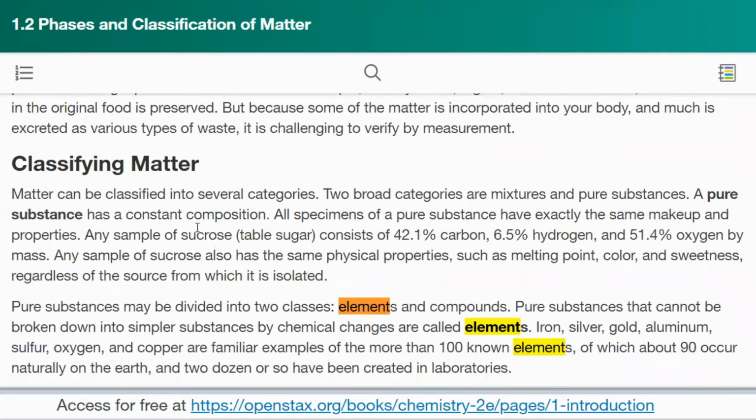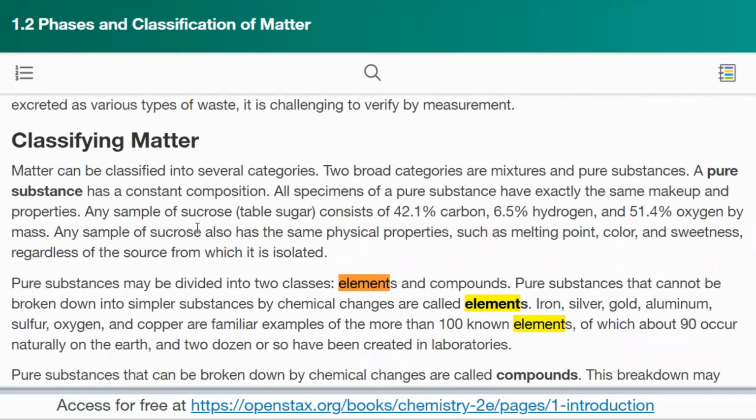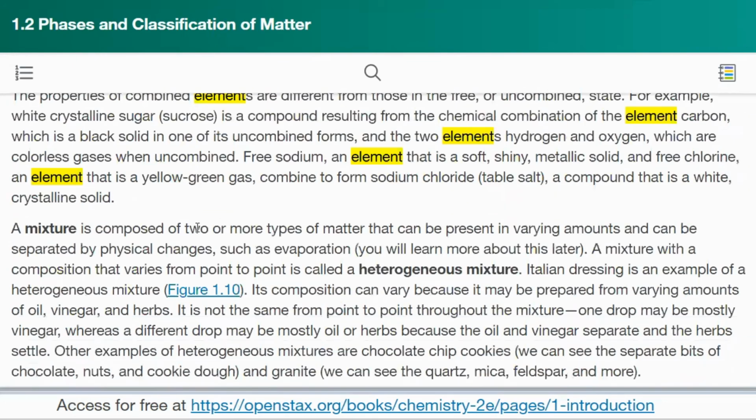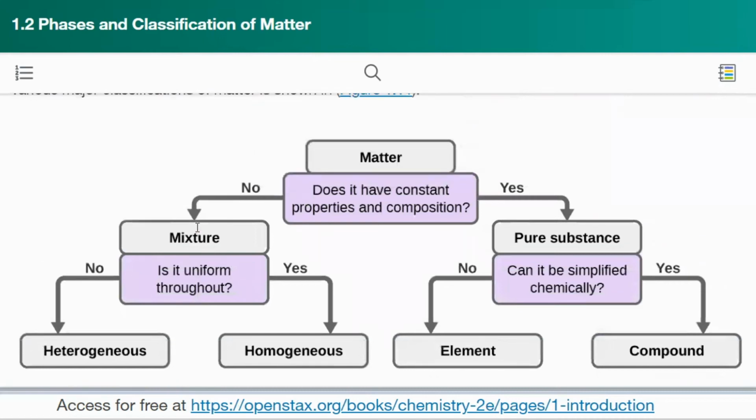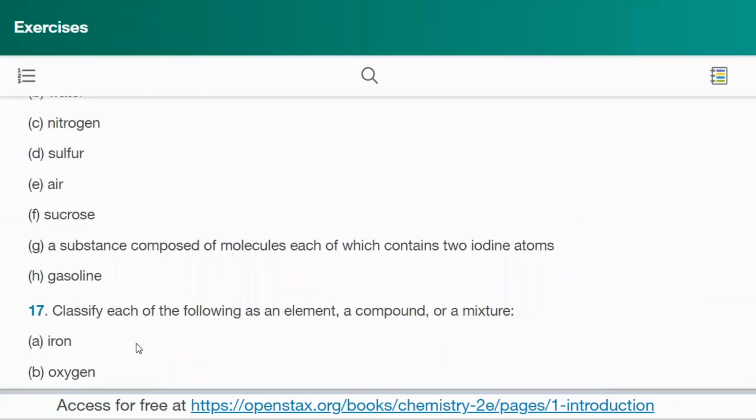I'm just looking at this. Matter can be classified into several categories. Mixtures and pure substances. The reason I'm doing this is sometimes the use of the word element isn't exactly the way that they're using it here. In some scientific literature I've read, it doesn't use it exactly the way that they're using it. At least that's the way I remember it. So let me just throw that caution out.